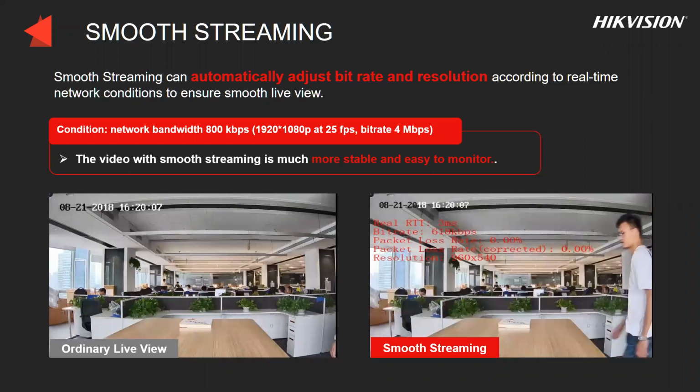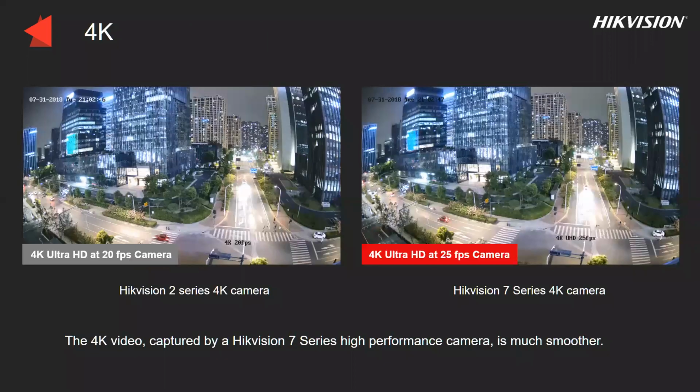Two videos here, both showing a 4K video. While I appreciate it may not look 4K on a Zoom call, the point is that the previous versions of 4K cameras were capped at 20 frames a second. The 7-line camera can reach 25 frames a second, providing a smoother real-time 4K video, helping to identify those analytics a little bit easier.